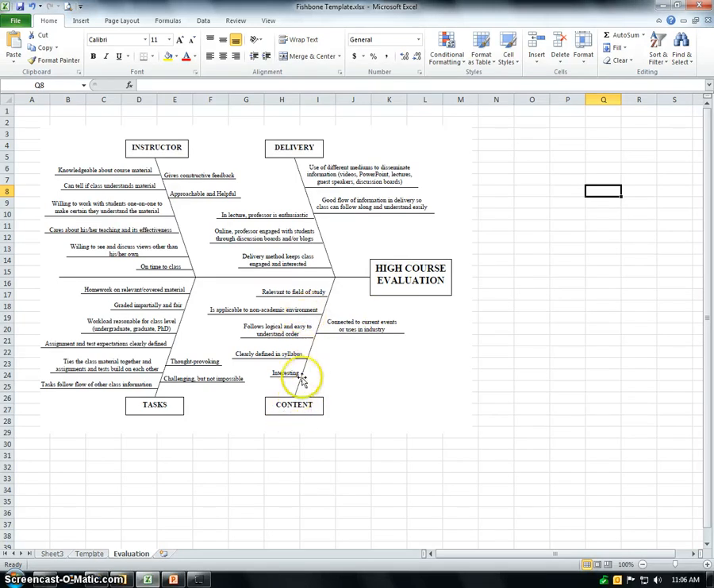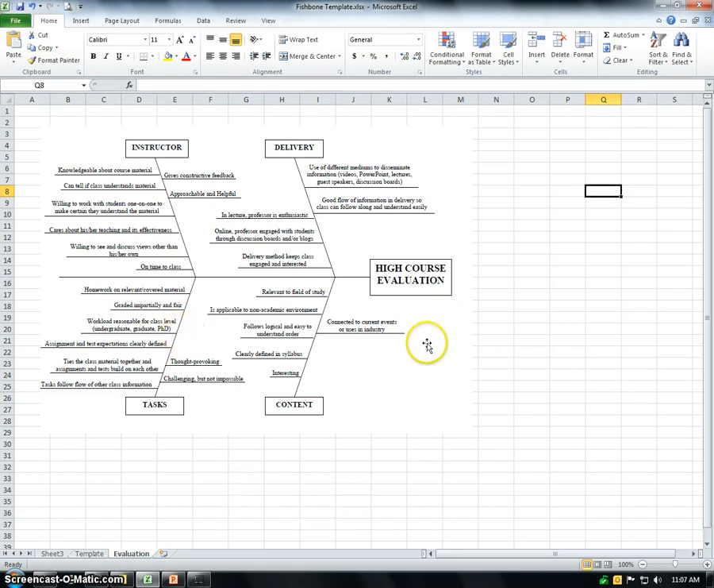Things related to the content, is it relevant to the field of study? You know, someone might be a great instructor and they might do great at delivering fun information, but maybe it's not relevant to the field of study. And content, you know, is it interesting? And then things having to do with tasks, students usually have some ideas about how much homework is expected, are tests graded fairly, things like that.